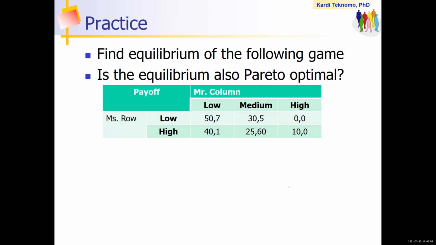Okay, so practice. Find the equilibrium and find the Pareto optimal. Whoever gets the equilibrium first will get the recitation credit for today. Whoever gets the Pareto optimal first will get the recitation credit for today. Come on.